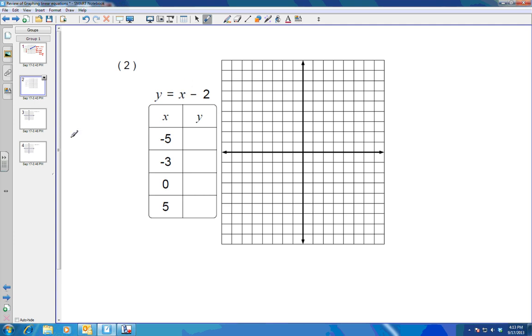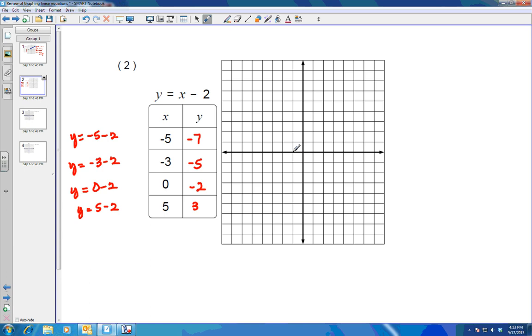So when I plug -5 in, okay, I'm going to do it over here. Y equals -5 minus 2. So that gives me -7. When I plug -3 in, I get y equals -3 minus 2. So that gives me -5. Y equals 0 minus 2, so that's -2. And y equals 5 minus 2, so that gives me 3. So I'm going to plot those points.